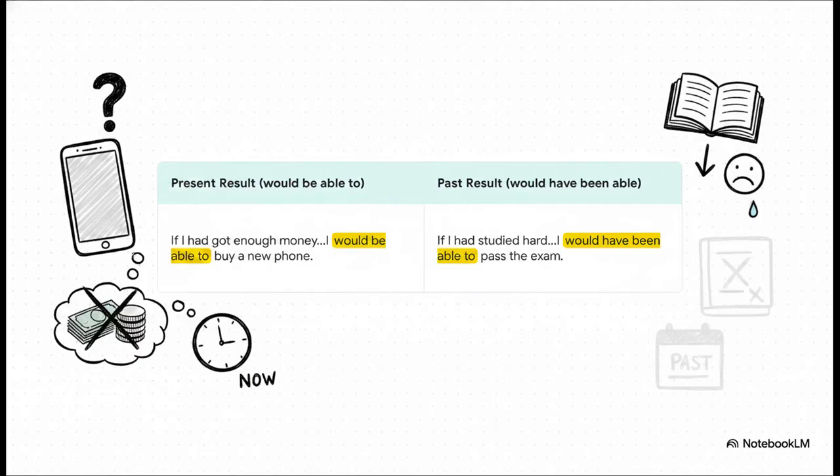Now this is where it gets really interesting. A tiny little change in the structure can completely change the meaning to talk about a present result. So look at the one on the left. A past action that didn't happen, I didn't get enough money, is affecting my ability right now to buy a phone. Now compare that to the sentence on the right. The missed action, not studying, led to a missed past result. See that? The whole thing is locked in the past.